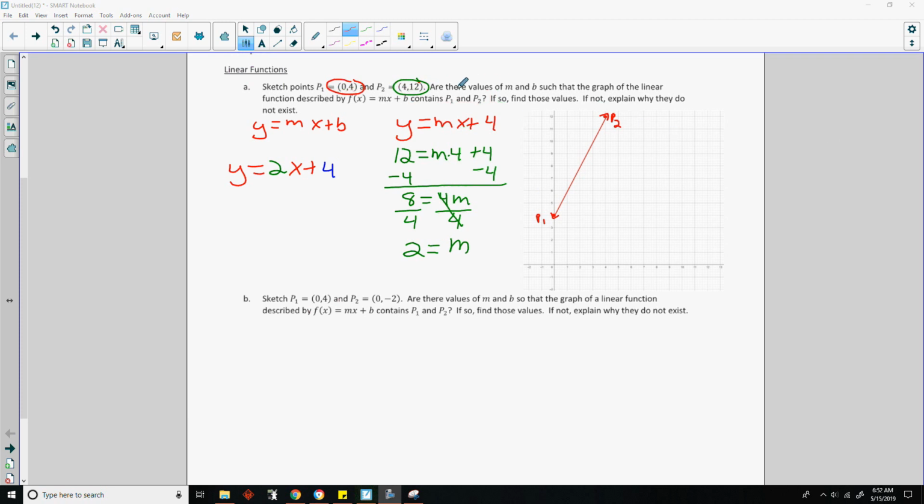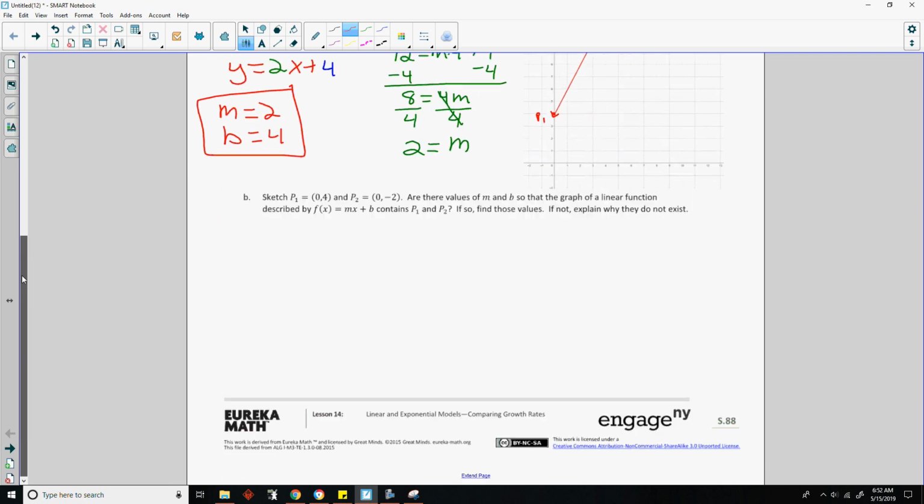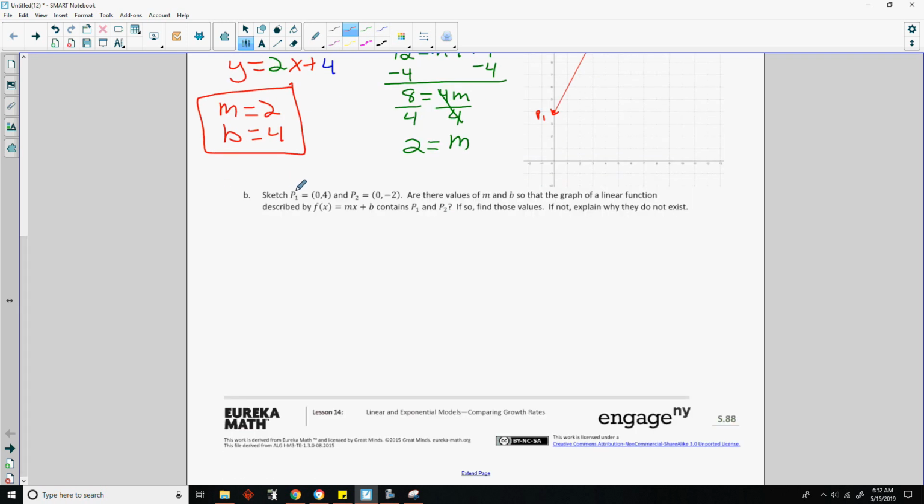So in answering this question, are there values of m and b such that the graph described contains these points? The answer is yes. And m, as I stated here, equals 2, and my b equaled 4. So those are the two values we were looking for to make this true. Okay, part b. Now we have the points (0, 4) and (0, negative 2). Are there values of m and b so that the graph of the linear function described by f of x equals mx plus b contains point P1 and P2? If so, find those values. If not, explain why they do not exist.